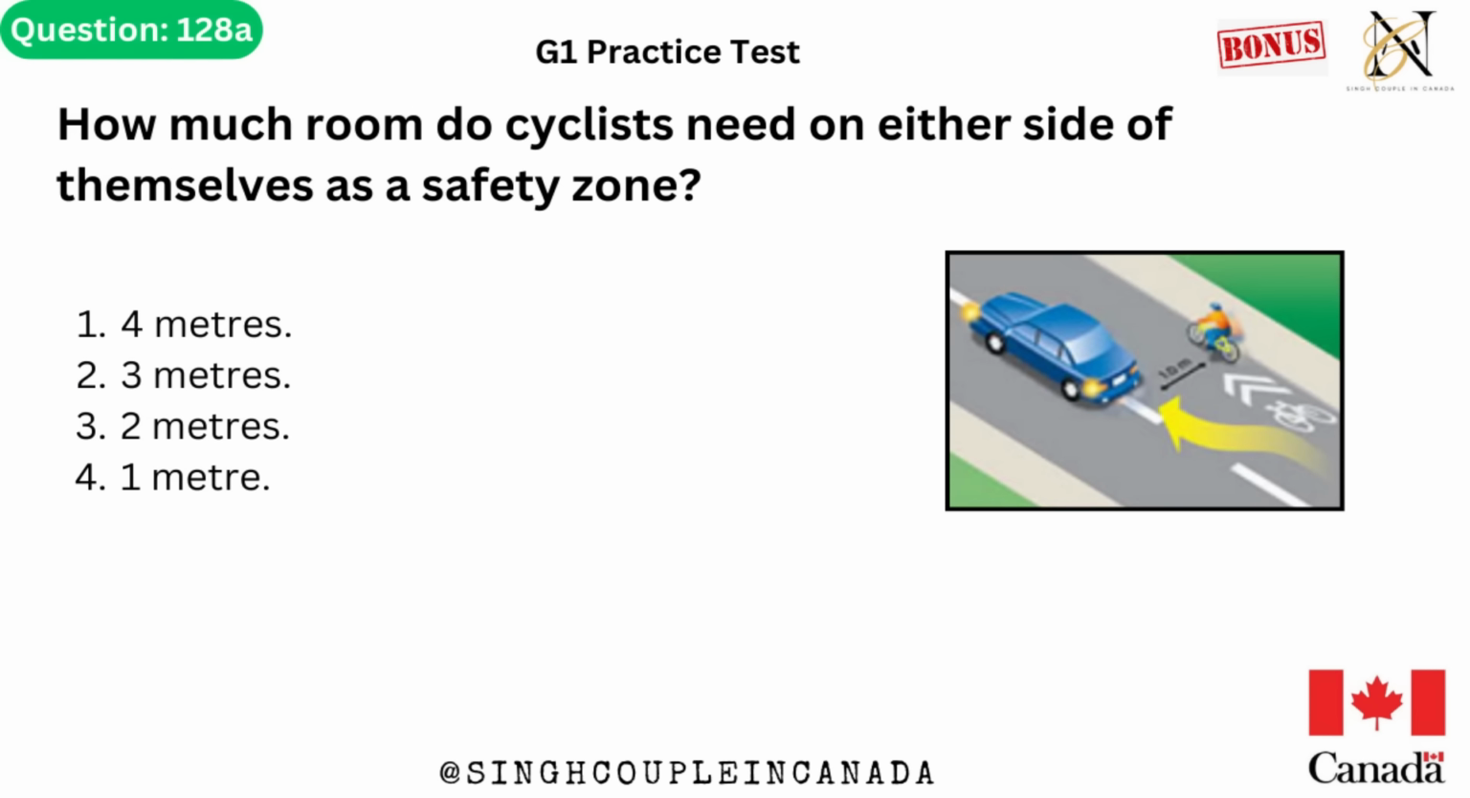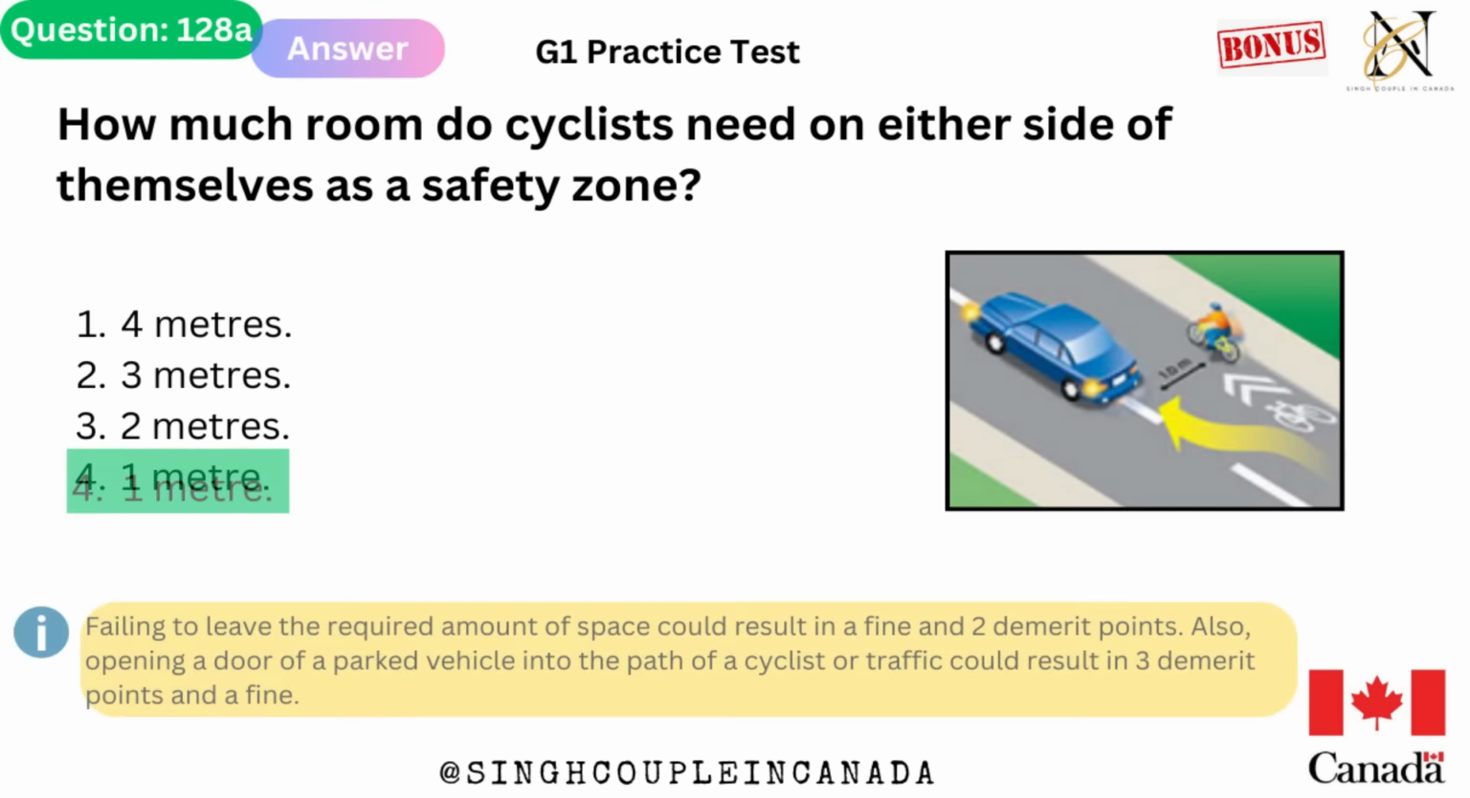How much room do cyclists need on either side of themselves as a safety zone? 1. 4 meters. 2. 3 meters. 3. 2 meters. 4. 1 meter. The answer is 4. 1 meter.